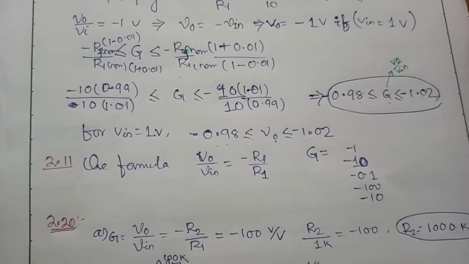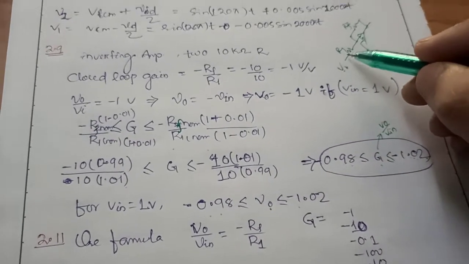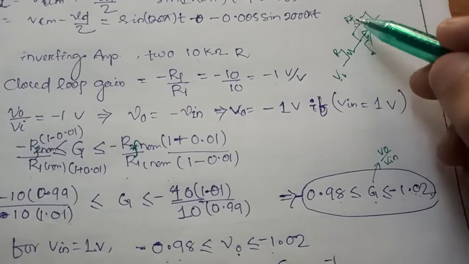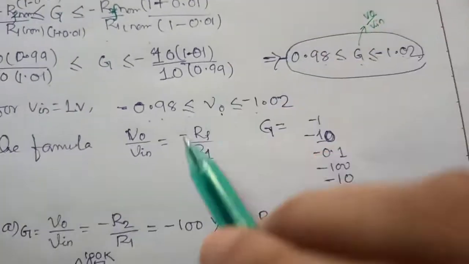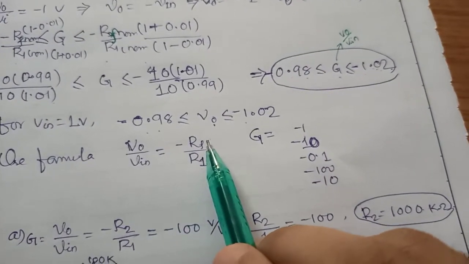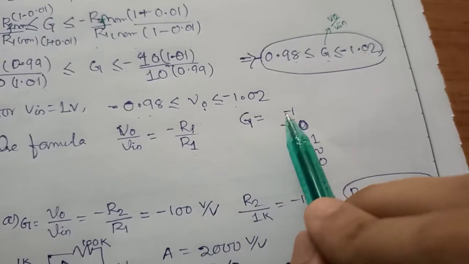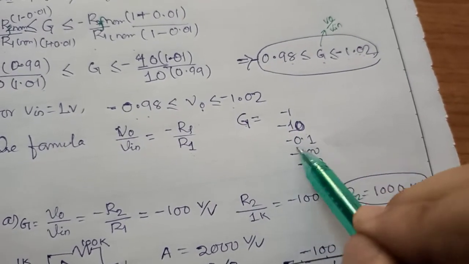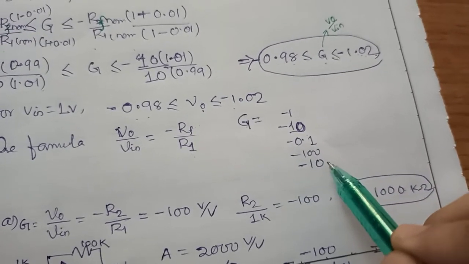(2.11) is the simplest one. Two resistors are given, same formula, R1 and R2 or RF. You have to find the inverting amplifier gain, which is nothing but minus RF by R1. So if I put minus RF by R1, and the values of RF and R1 are given, you will get the gain. For the different 5 inputs, my gain will be minus 1, minus 10, minus 0.1, minus 100, or minus 10. Okay.